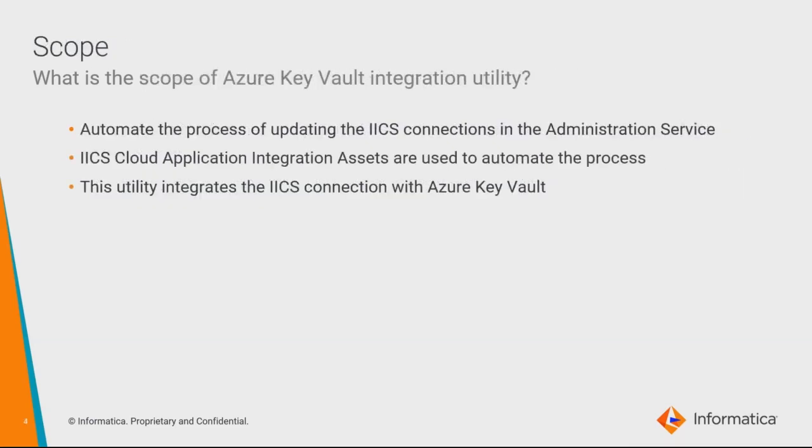So what is the scope of the Azure Key Vault integration utility? It automates the process of updating the IICS connection in the administration service. And here we have used IICS Cloud Application Integration assets to automate this process. And here we are focusing on Azure Key Vault, where the connection parameters are being stored in the Azure Key Vault secrets.